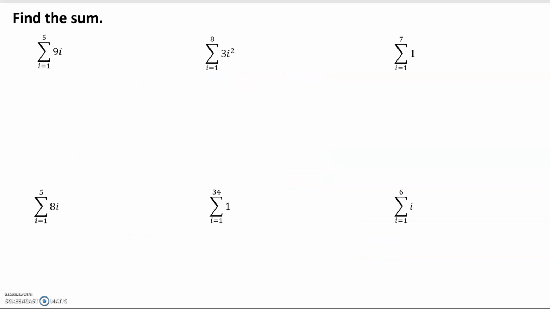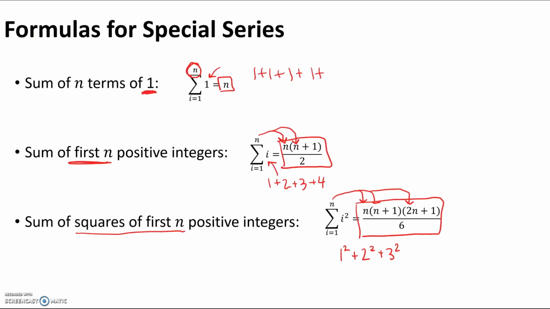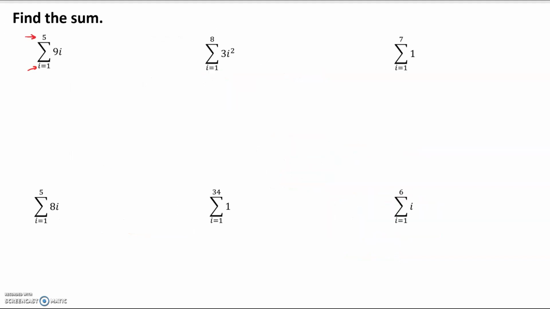So the first one here, I have my series going from 1 to 5, and I notice that it is 9i. If I look back, I don't have any that actually have those numbers in the rules, but it's closest to this one in the middle, and it's just saying I have 9 times that, so 9 times whatever that is. My rule on this one was n times n plus 1 divided by 2, and the only thing I'm changing is I'm going to take 9 times that. I know I have 5 terms because 5 is my upper limit, on top of that sigma. I'm going to simplify this, and when I plug all of this in my calculator, I'm going to get 135.